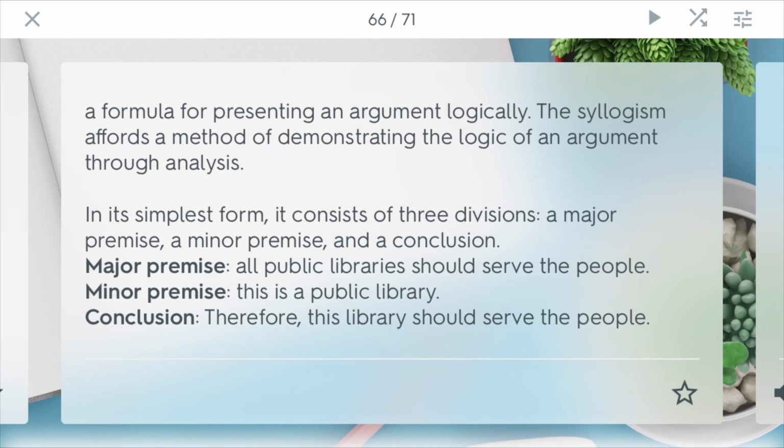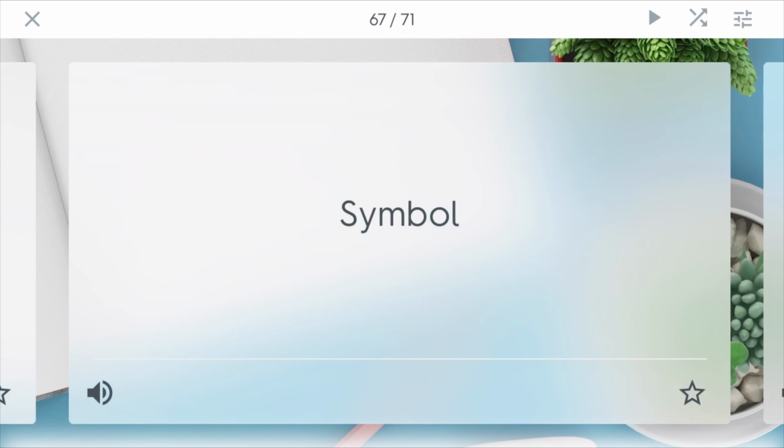The syllogism affords a method of demonstrating the logic of an argument through analysis that makes sense to everyone. In its simplest form, it consists of 3 divisions: a major premise, a minor premise, and a final conclusion. Example, a major premise would be, all public libraries should serve the people. A minor premise would be, this is a public library. Therefore, we can conclude, this library should serve the people. Sometimes syllogisms make sense, and other times they can be used in the wrong sense.